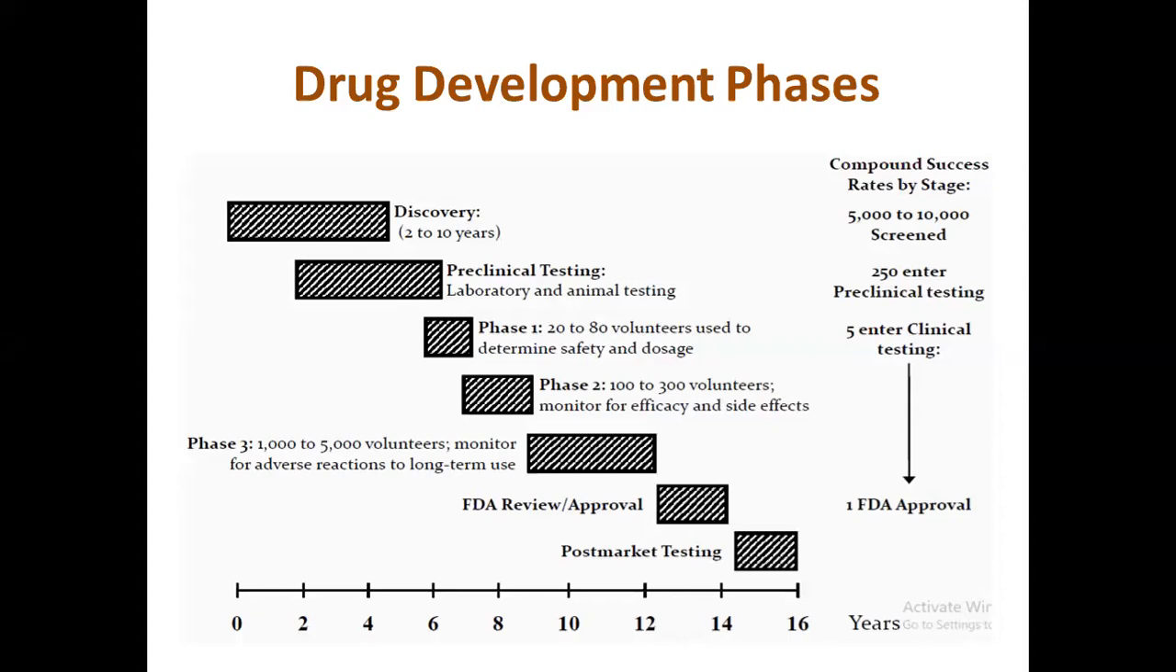You can see from this timeline, it started with hit to lead optimization and the candidate selection process. It took almost 2 to 10 years. Then the preclinical study testing can also take around 4 years. After that, we move to the phase 1 clinical trial.